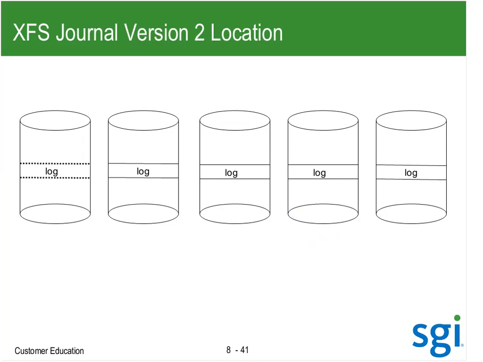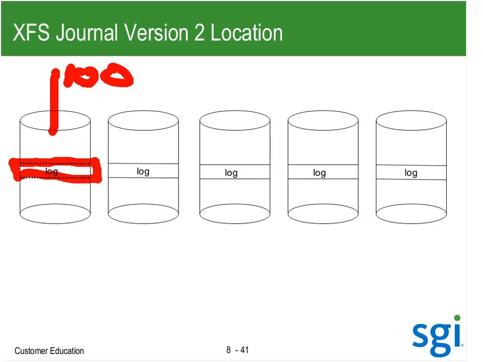Version 2 journals are also in the middle of the stripe group. Now, in the older days, I used to see the journal just on the first drive, and you'd see that drive at like 100% busy, and in my case, I've seen the others at 60% busy. Once I got that log off that first drive, everything went 100% busy.